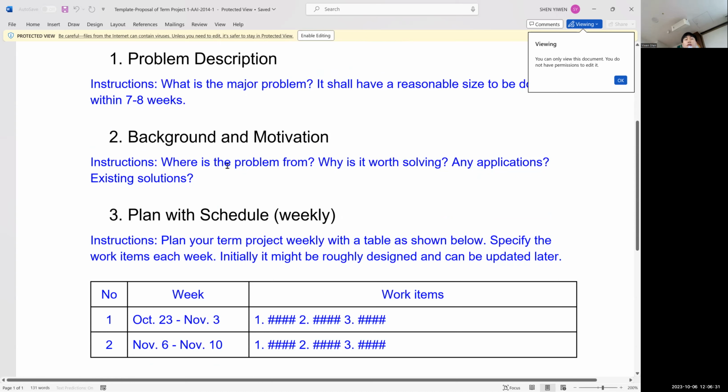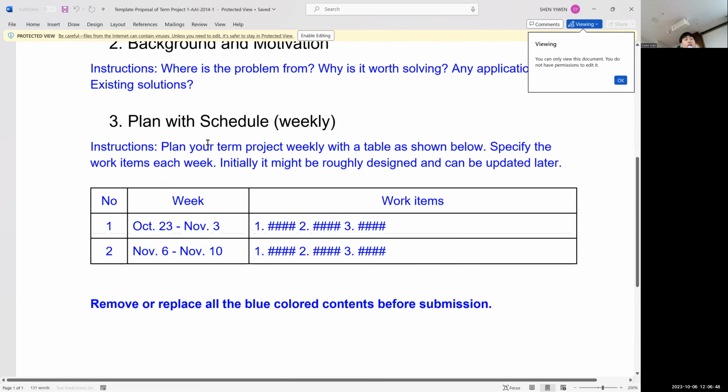Background and motivation: where is the problem from? Why is it worth solving? Any applications in some areas, and existing solutions, what kind of solutions have already been used for solving this problem. Plan with schedule: what kind of plan are you going to have weekly? I put the table here, and you can write down actual contents, the sequence and the week.